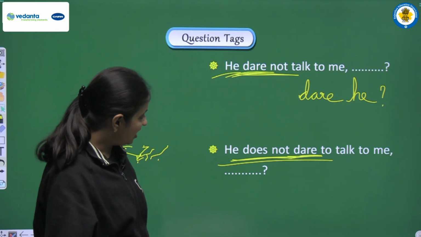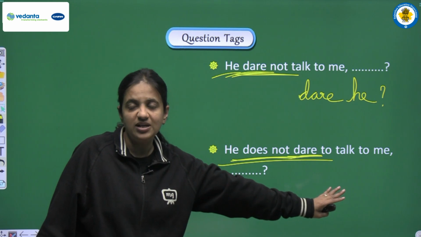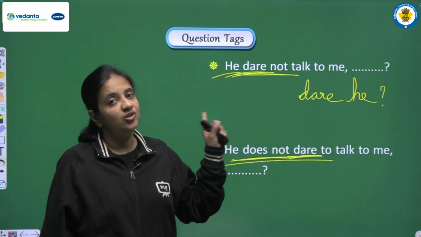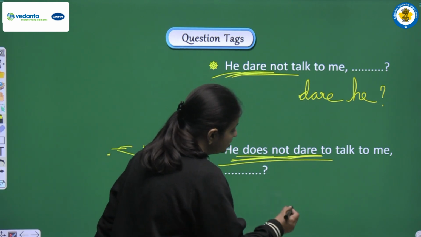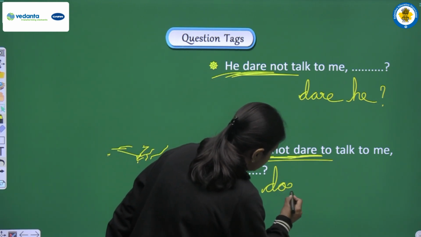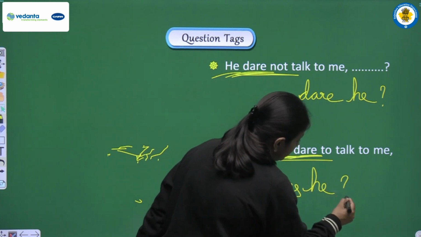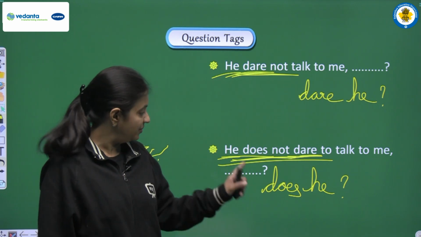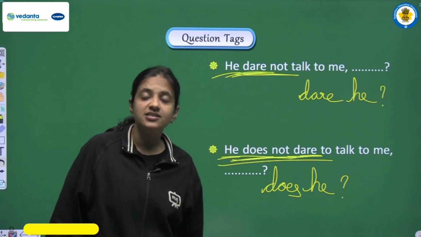Alright, so now we have: he does not dare to talk to me. The sentence given to us is a negative one. I hope it is clear. We have does not. So now the question tag will be positive, and we have to use does as the auxiliary, and he is given to us as the pronoun. We will use the same pronoun. So now the question tag will be does he, and the complete sentence will be he does not dare to talk to me, does he.